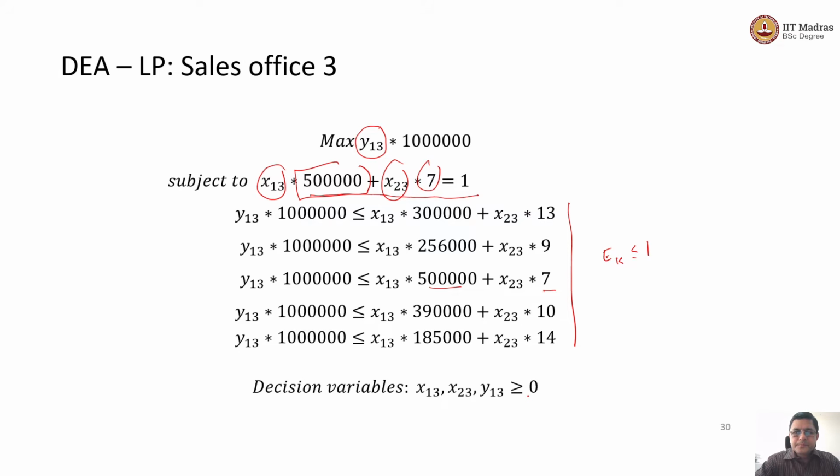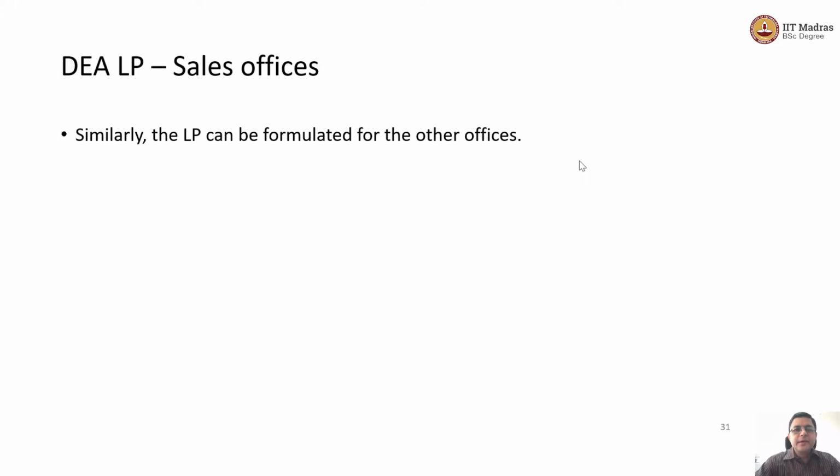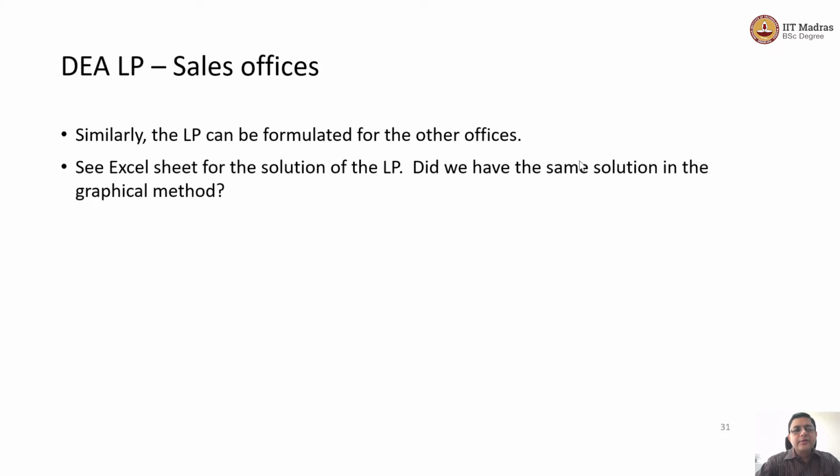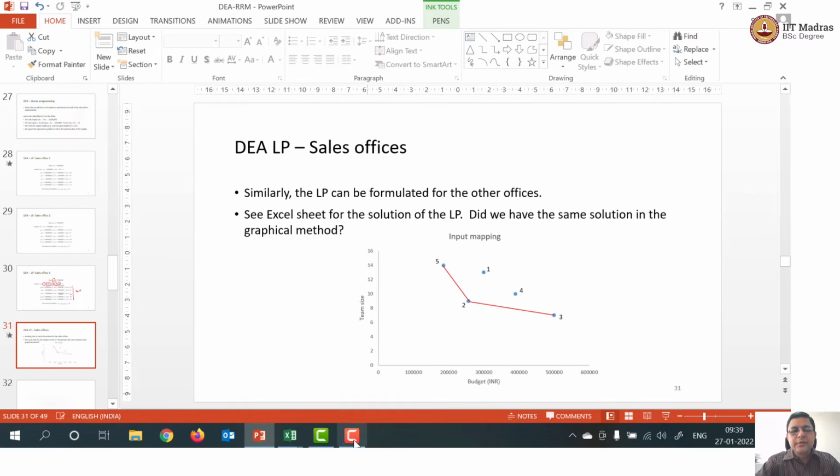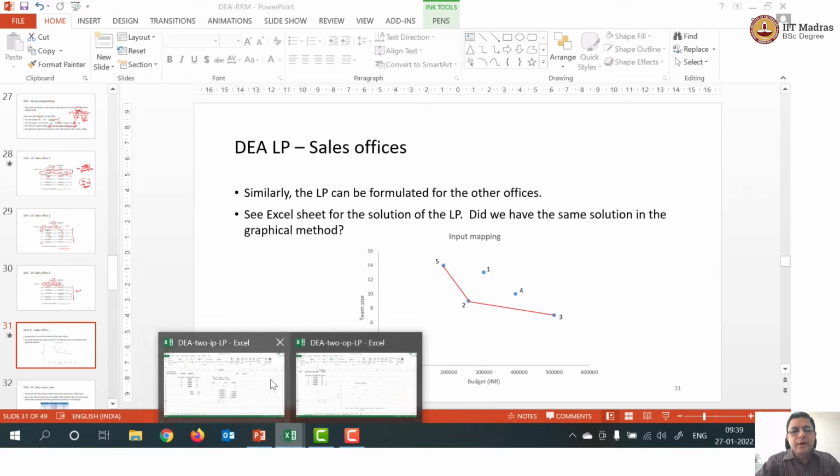Makes sense, right? Okay. Now let us solve this problem. We have formulated the problem for the 3 sales offices. You can formulate the problem for the other 2 sales offices. That's not going to be too difficult once you have seen the first 3 formulations. Now quickly let us look at the solution that we get from Excel, right? And hopefully that matches with the solution that we got from the graphical method.